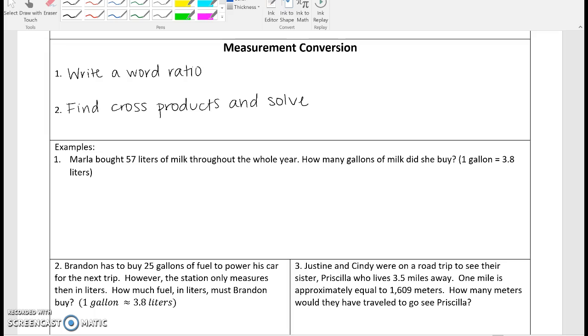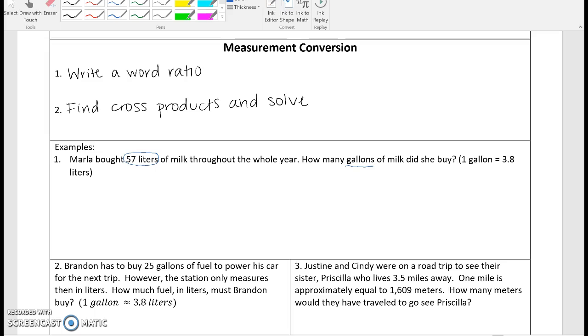It says Marla bought 57 liters of milk throughout the whole year. How many gallons of milk did she buy? So it's asking for how many gallons of milk, and it's saying she bought 57 liters. Here it's telling us that 1 gallon equals 3.8 liters. So what types of units are we talking about? We're talking about liters and gallons, right?